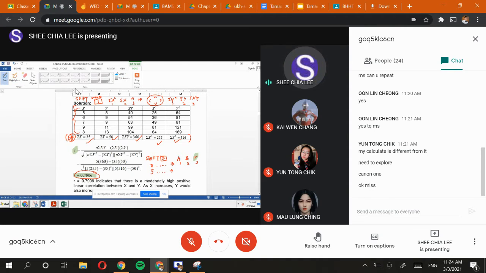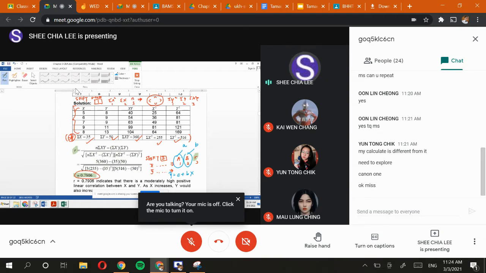What about this A and B? This one is actually same as your A. This one is same as your B. So y equals A plus bx, remember? Yeah, this is the A value. This is the B value.